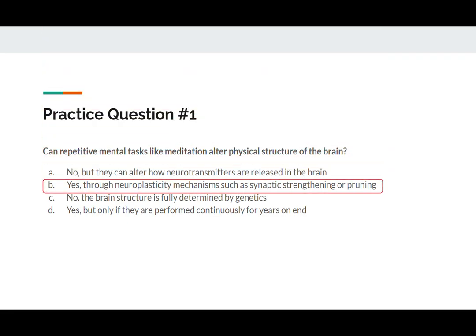Okay, so the answer is yes. Through neuroplasticity mechanisms such as synaptic strengthening or pruning, this can actually alter the physical structure of the brain.